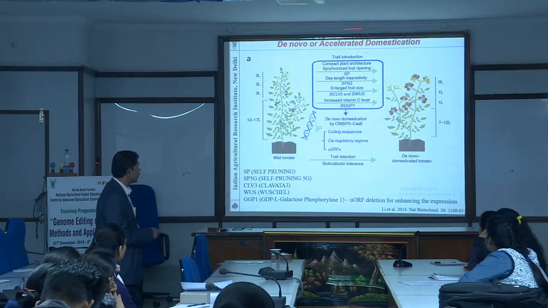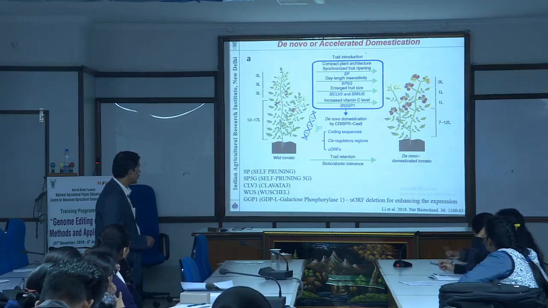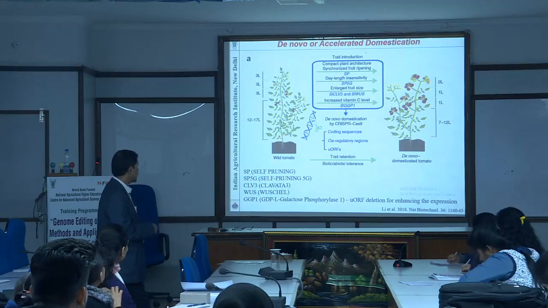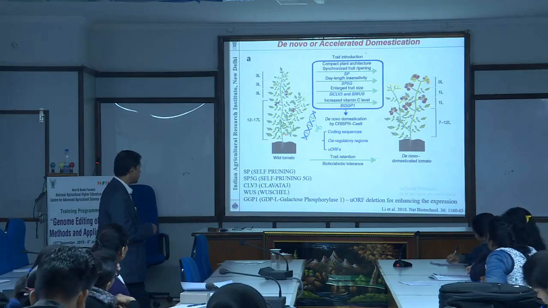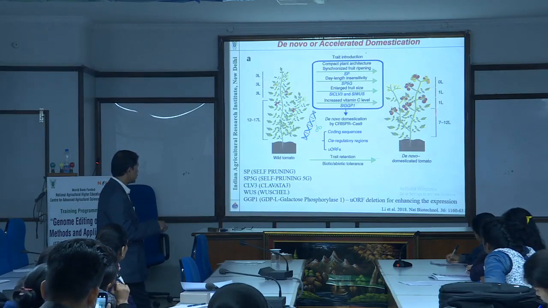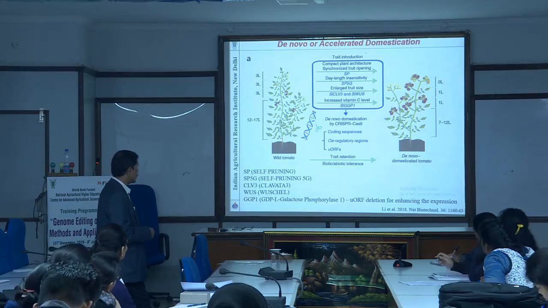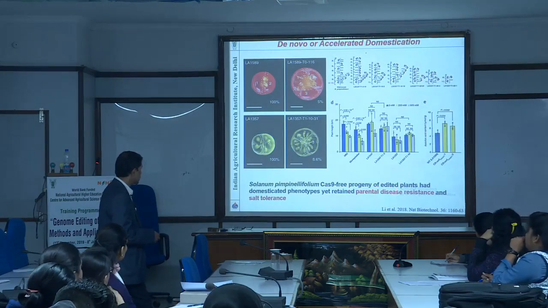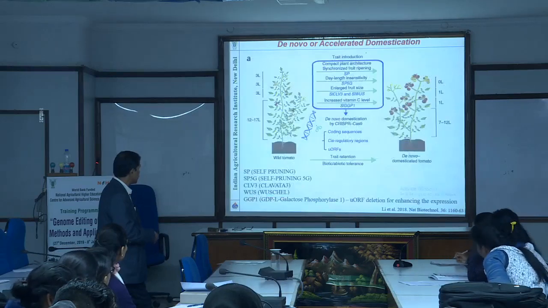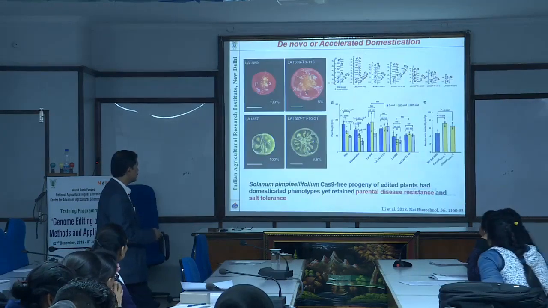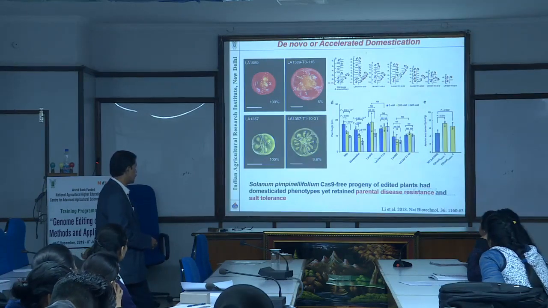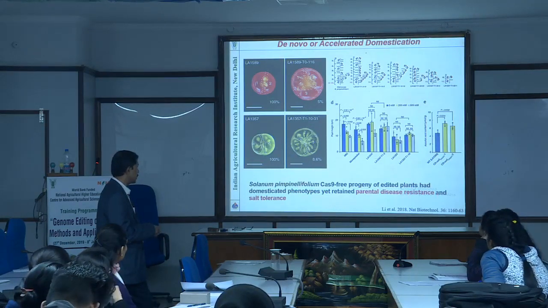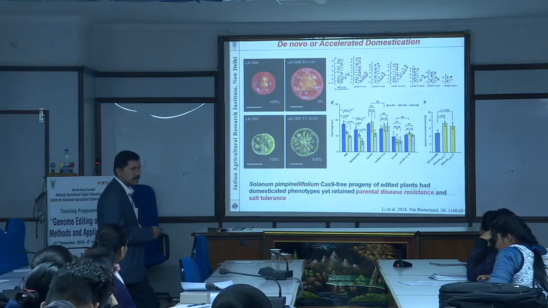You might have studied, if you work with genome editing, the de novo or accelerated domestication publication which came in 2018, wherein a few genes have been edited in the wild tomato Solanum pimpinellifolium to enhance the yield of this plant. This plant is tolerant to salt stress, and also has disease resistance. By editing these different genes, they produced a phenotype which is somewhat near to the domesticated plant phenotype, but when they analyzed the stress tolerance, they maintained the level of disease resistance which Solanum pimpinellifolium had, and also the salt tolerance which the plant had.